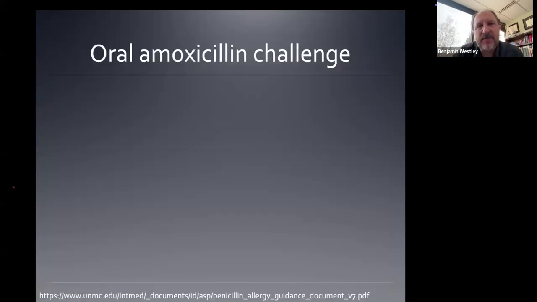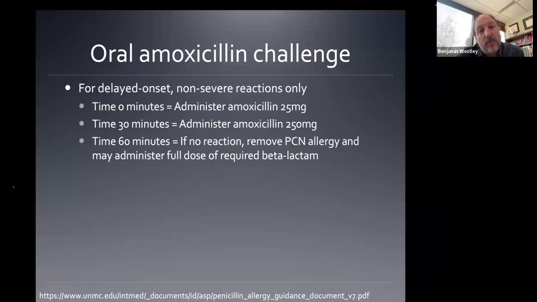Now, if you want to unlabel this, if you want to remove a labeling from somebody who thinks they may have had a bad reaction to amoxicillin, but they just don't know, one thing that can be done safely in the hospital is to challenge. So the way Nebraska does it is they give a 25 and then a 250 milligram dose of amoxicillin half an hour apart. And if there's no reaction, they remove the penicillin allergy and they administer the full dose of beta-lactam. I have frequently given 250 milligrams of amoxicillin once and waited 2 hours and then delabeled the allergy and used what I want to use.